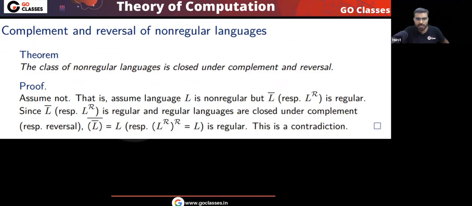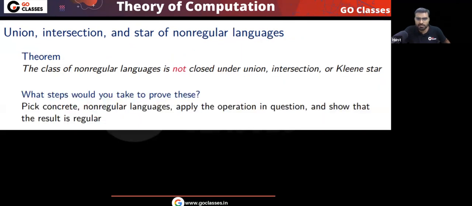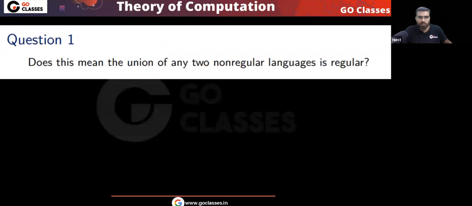So very easy. What about this one? The class of non-regular languages is not closed under union, intersection, Kleene star. We have already seen this. Very simple, right? What about this question? What is the answer? Tell me.